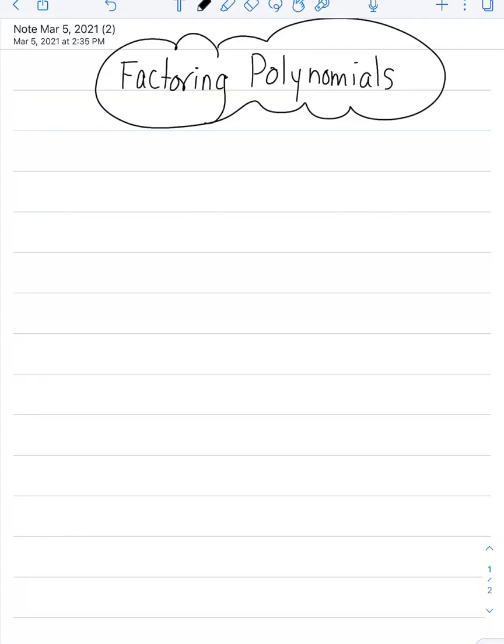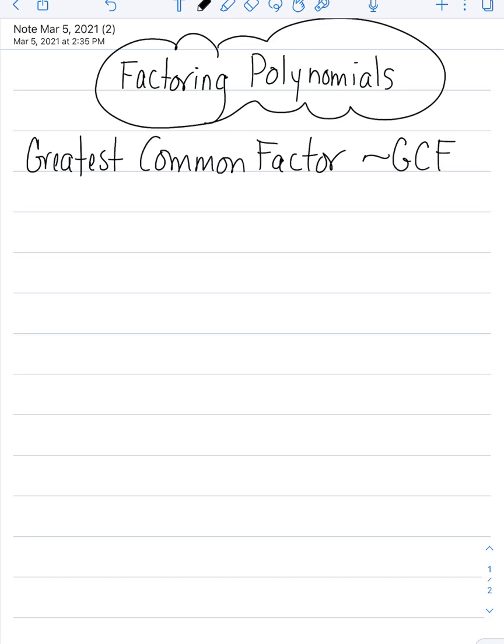Hello everyone. Today we're going to start looking at how to factor polynomials. Remember, a polynomial is just a mathematical term for an expression. So the first way or strategy that we can use to factor a polynomial is factoring out the greatest common factor, or the GCF. That's what I'll call it moving forward, but it stands for the greatest common factor.